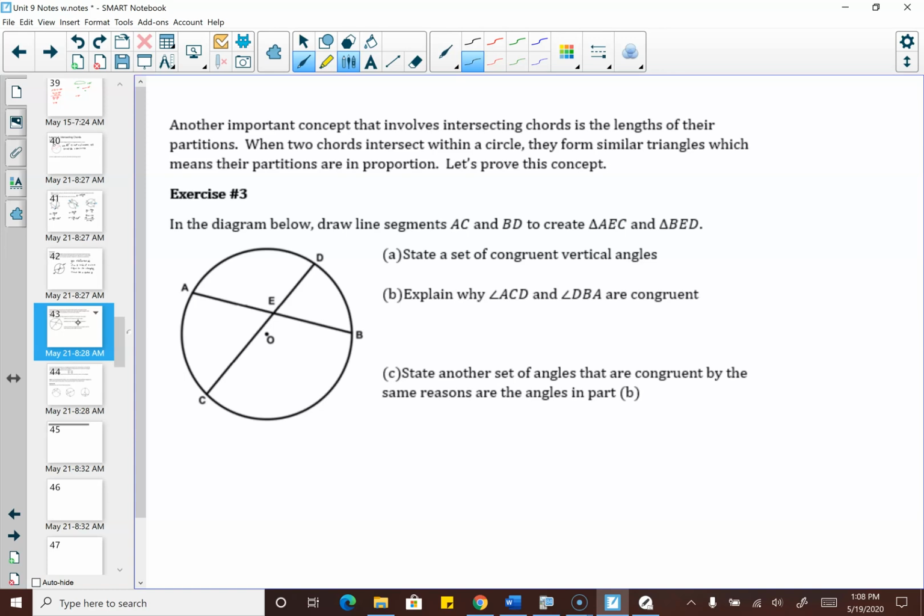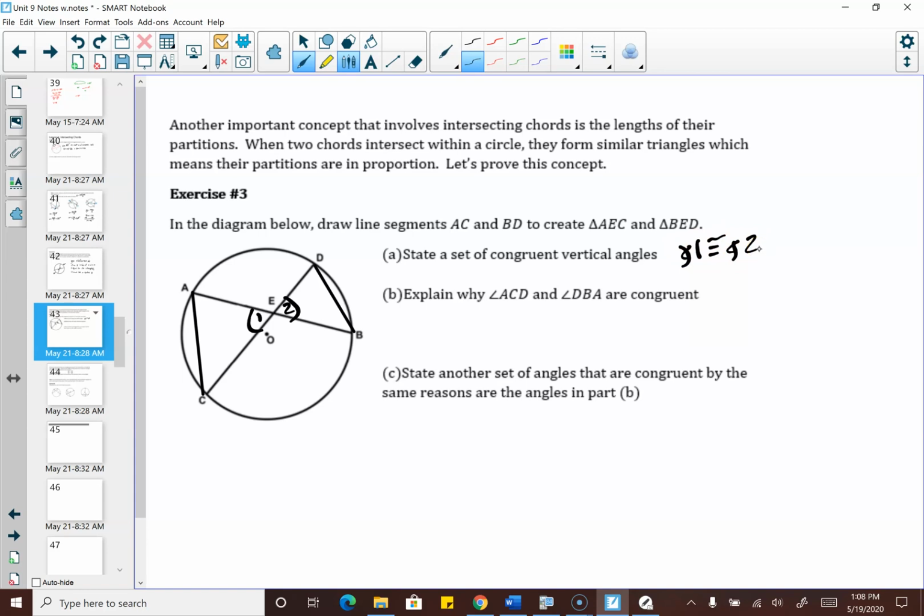So in the diagram below, we want to draw AC and BD. All right, so we're just going to take our pencil and we're going to connect AC and DB to make two similar triangles. So if we want to state a set of vertical angles, all right, we can call them by letters or we'll just put the numbers in there.